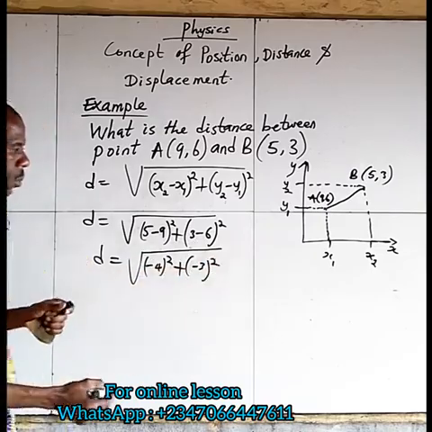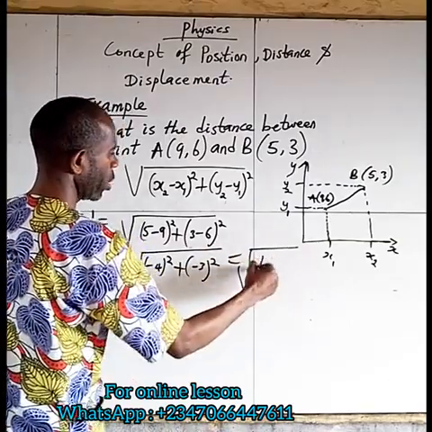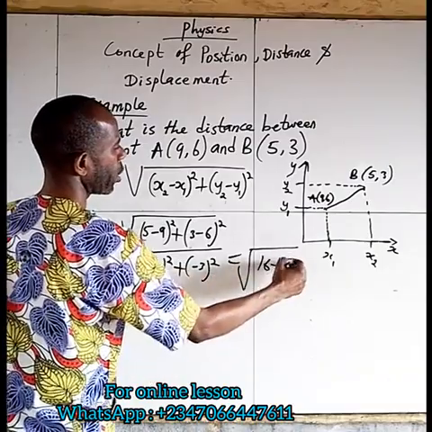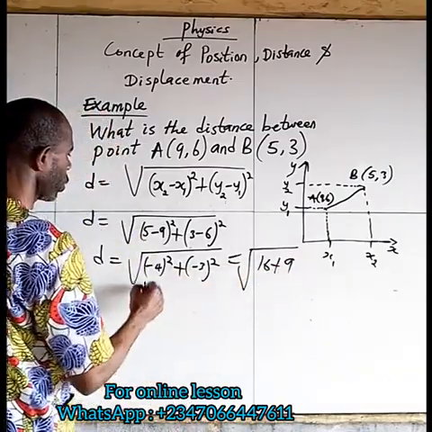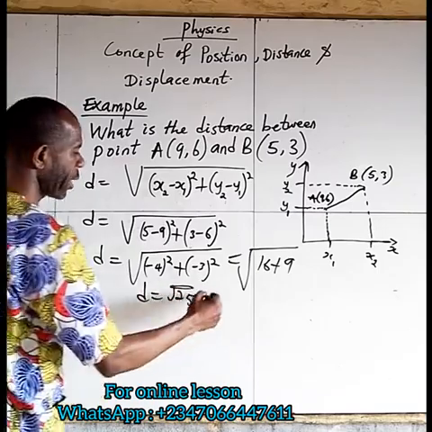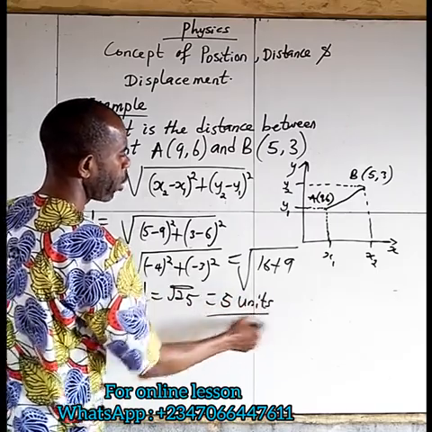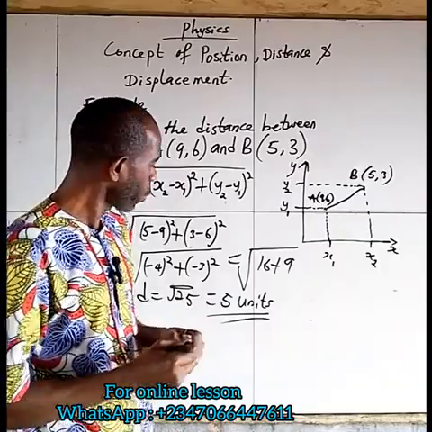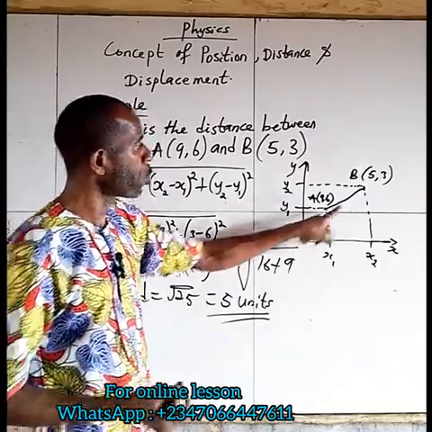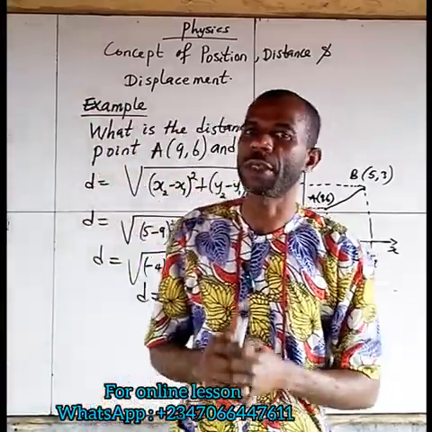which we also square. In squaring that, we have the root of 16 plus 9. So d becomes the root of 25, and the answer becomes 5 units. We don't put SI units here. We just put 5 units because it's a distance between 2 points. This is how we calculate the distance.